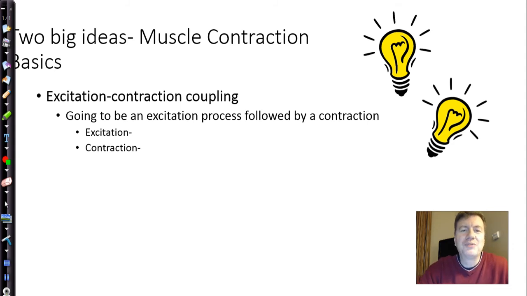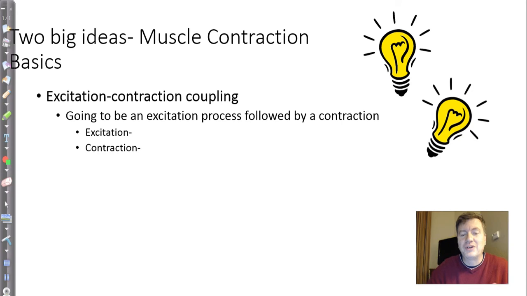So this will be kind of quick, but the two big ideas that we visited last time, I said two big themes of muscle contraction. One was the idea of excitation contraction coupling. There's going to be an excitation, a stimulus that's going to start a chain reaction that will ultimately lead to the contraction, the shortening of the muscle.